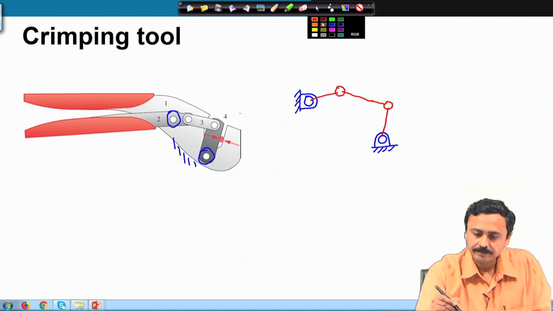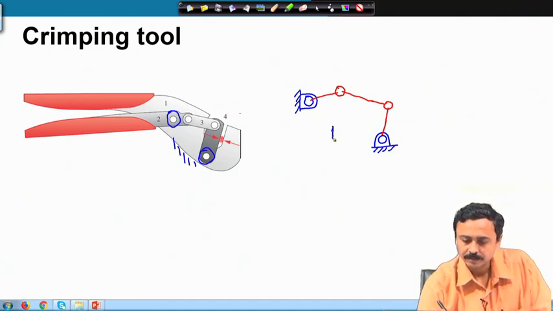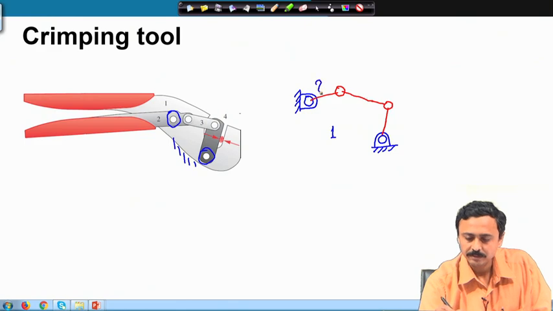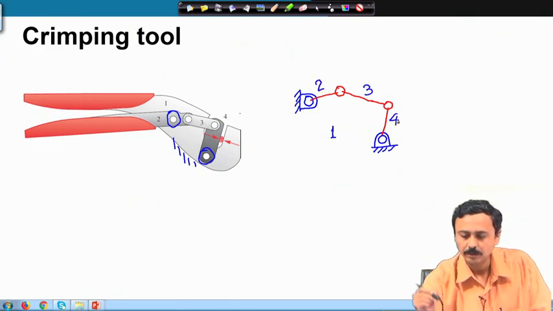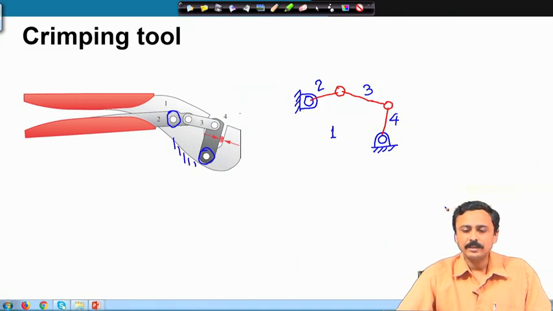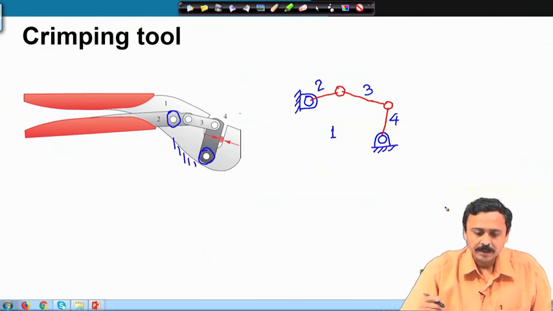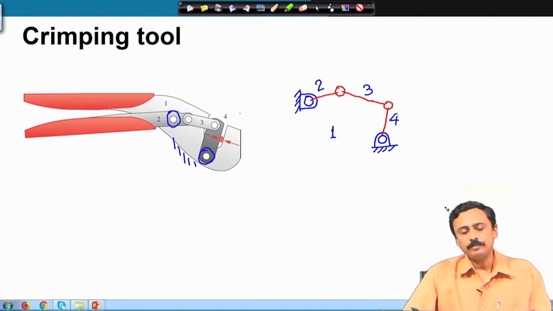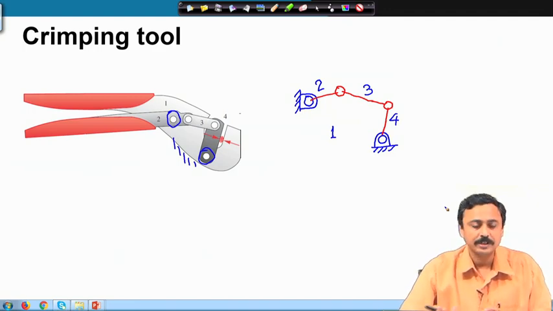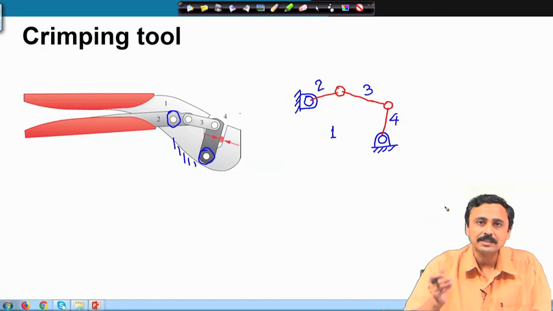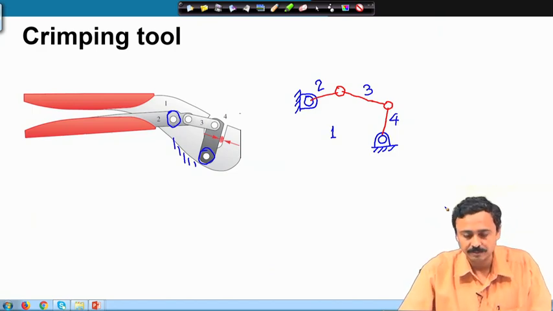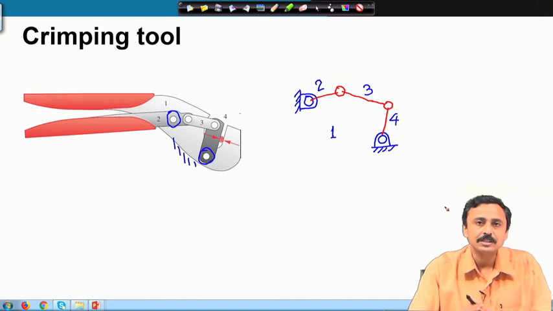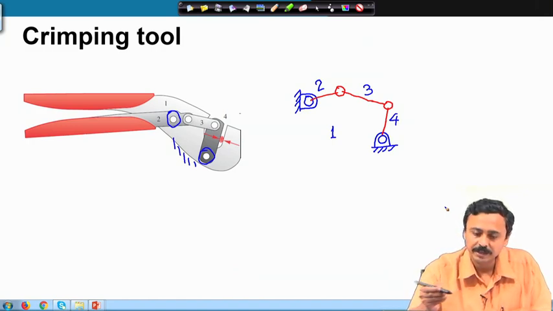Therefore, I have the ground link as 1, then 2, 3, 4. So, I number the links, and once again this is a four bar mechanism or a four R kinematic chain. You will notice that in a kinematic diagram, first of all, we do not care about dimensions. The other thing is, we do not draw the extra things, like I have not drawn the handle. It is not necessary to draw the handle, because what we want to visualize is the mechanism, the kinematic chain that is involved in the mechanism. Therefore, these extra things we omit from the kinematic diagram.